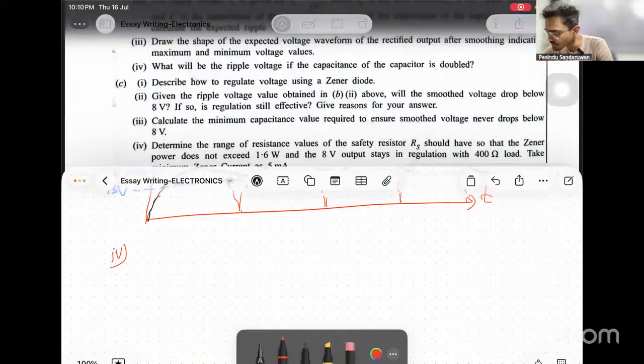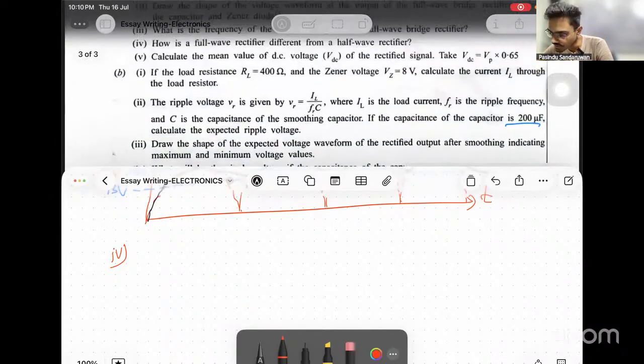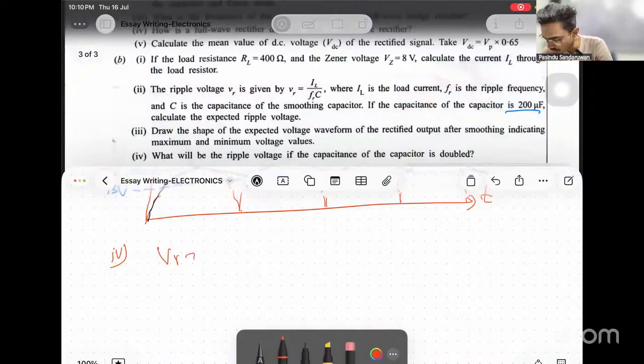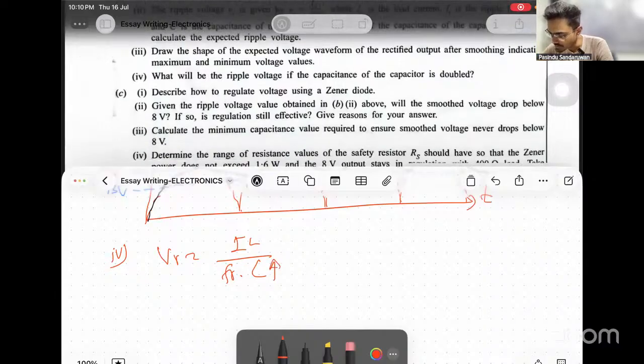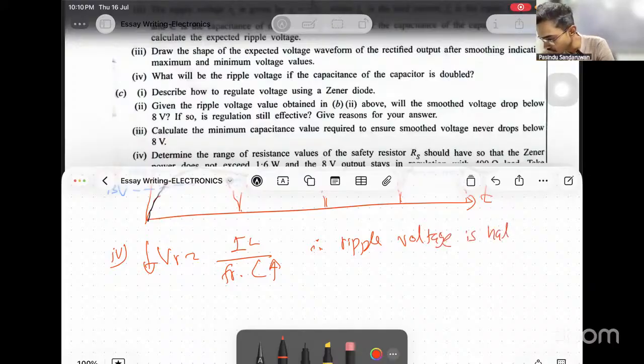Because this equation was given. What was the equation given? Ripple voltage VR is I_L over fC, without changing anything else. If capacitance is doubled, VR is halved. So therefore, ripple voltage is halved.